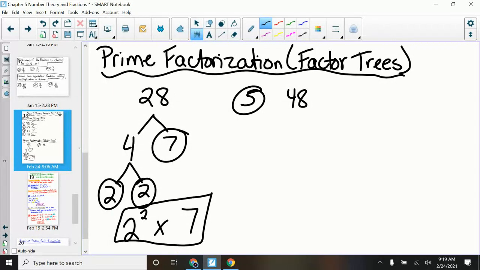Do 48. Didn't we do this like yesterday? We did? All right, then let me give you another one. I wrote down 36. Let's do 72. How about that one? This one has so many factors, so you can do it.